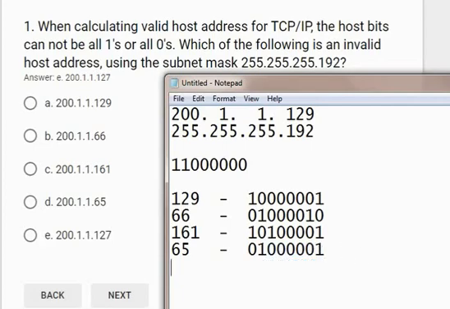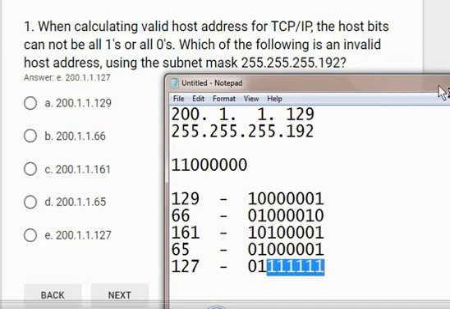And then if we go to the last one, 127, so that's a 0 and then 1 2 3 4 5 6 7 ones. So this is all ones in the host section, the last 6 bits. So that then is invalid, and therefore would be the answer. All right.